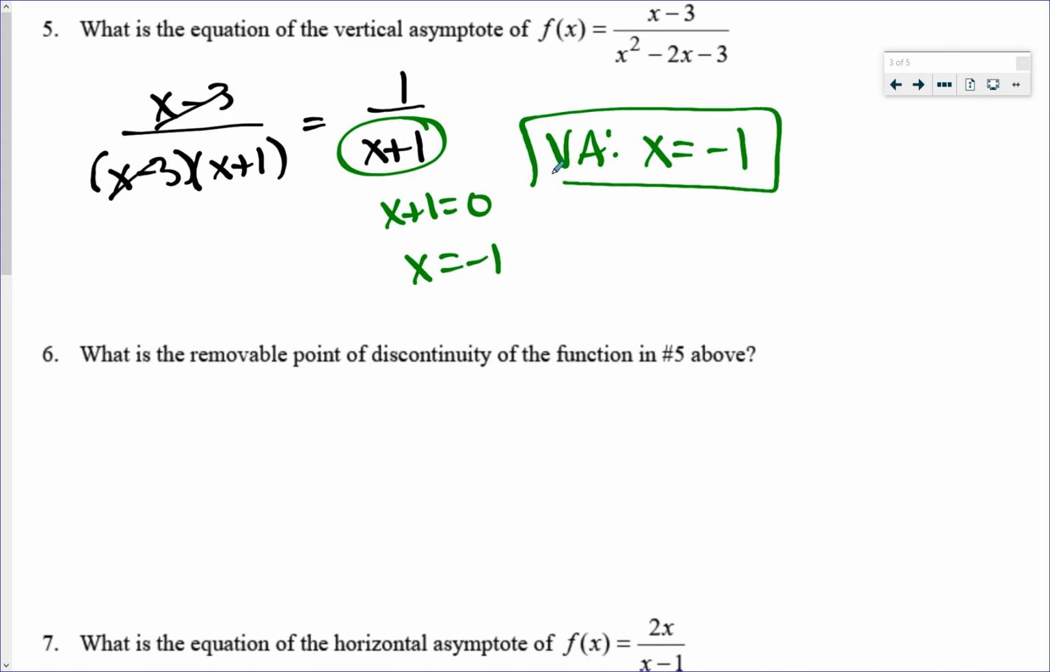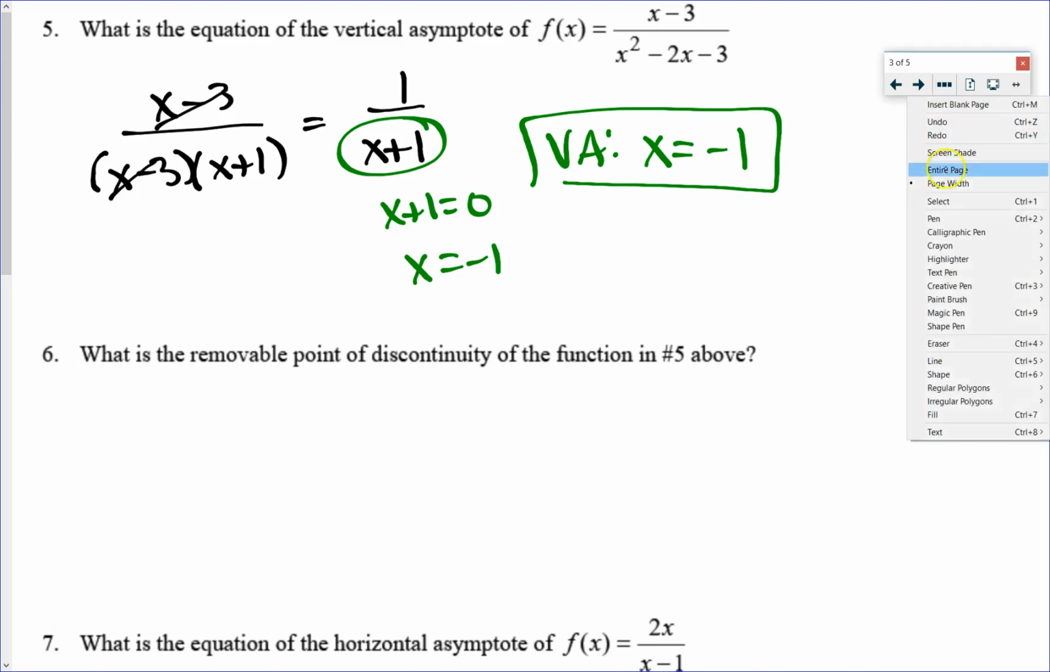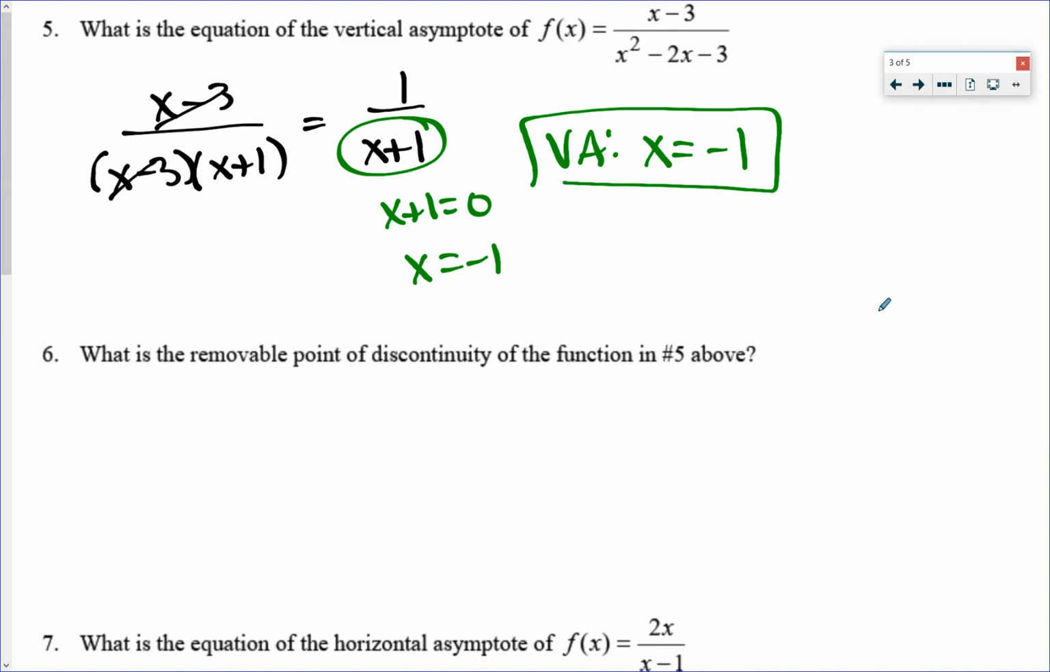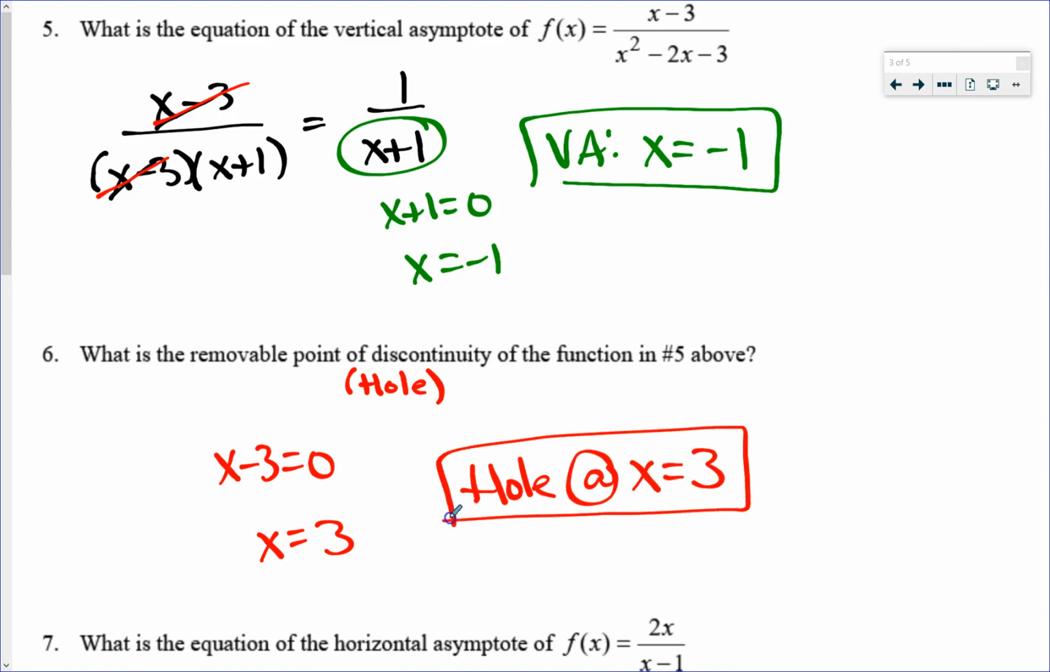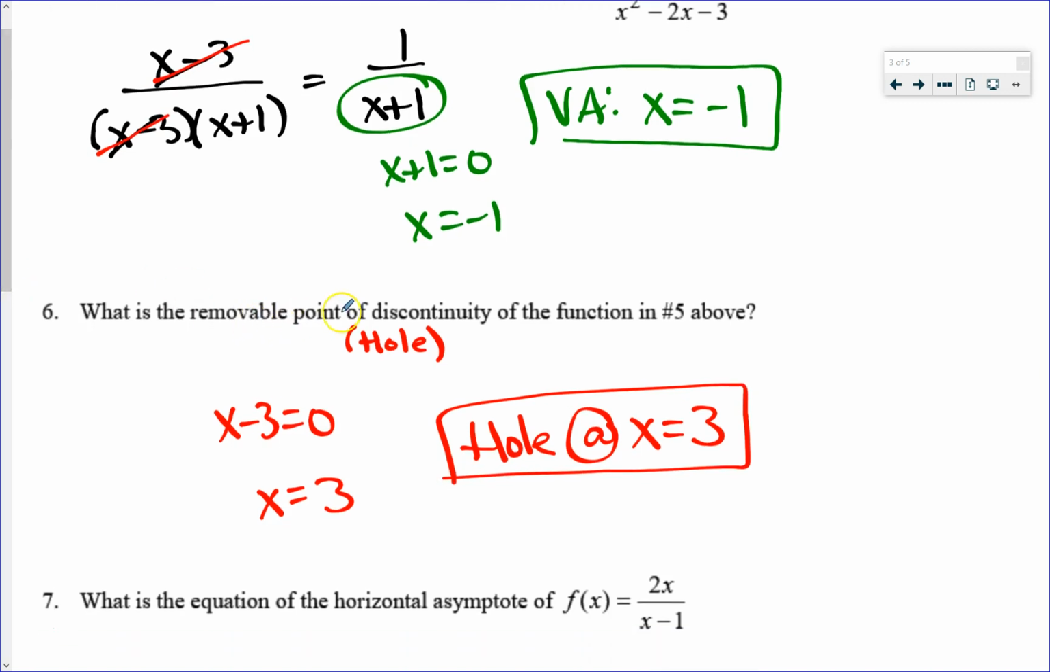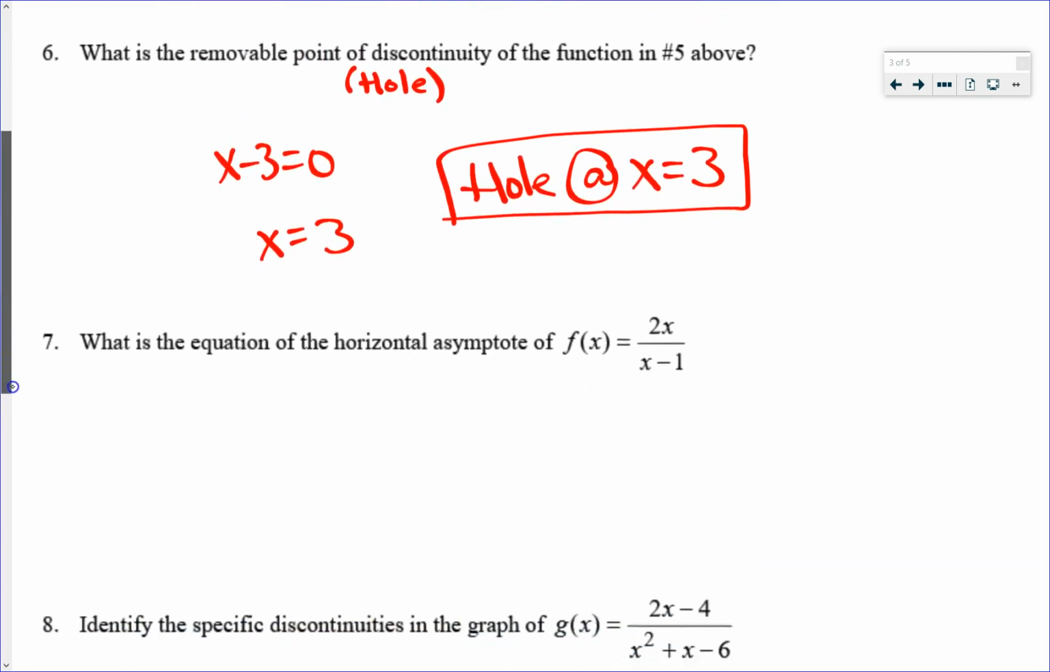All right, number 6. What is the removable point of discontinuity of the function above? Okay, so removable point, remember, is very fancy for just what is the hole. So what's the hole or the break in the graph? And that was the piece that we canceled out. So we're going to take x minus 3 equals 0. So we're going to have a hole at x equals 3. All right. So make sure you know your vocabulary, what they're asking you to do.